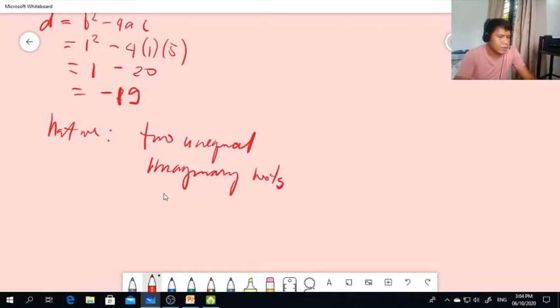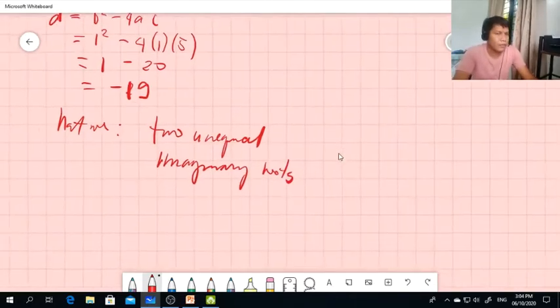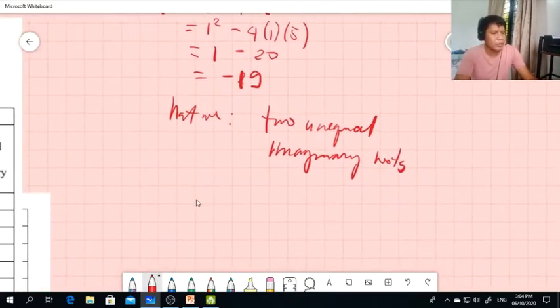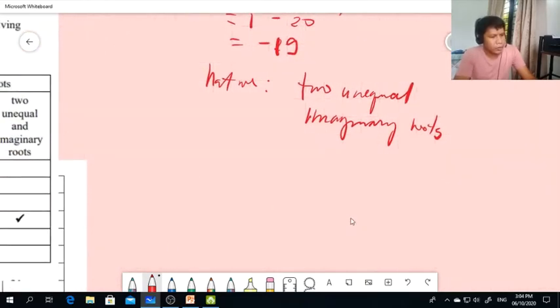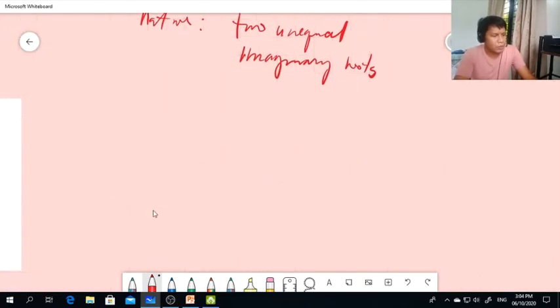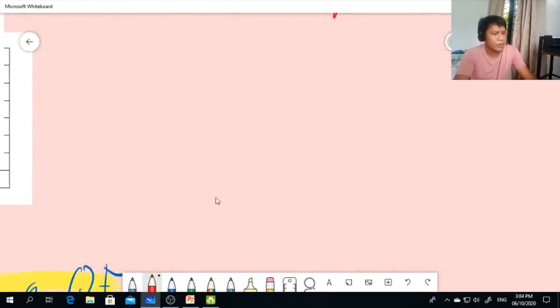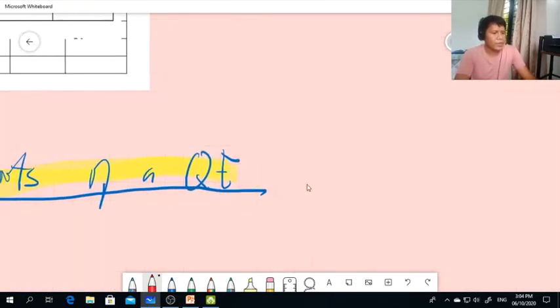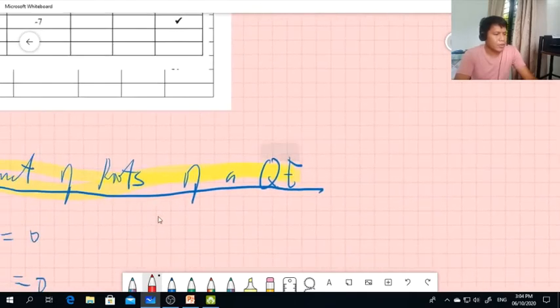Okay, so the thing here is you need to know the formula for the discriminant. You need to identify the value of the discriminant, and then you decide on the nature. Anyway, it's given on the table. Okay, so the corresponding nature of the roots of the quadratic equation is dependent on the value of the discriminant.